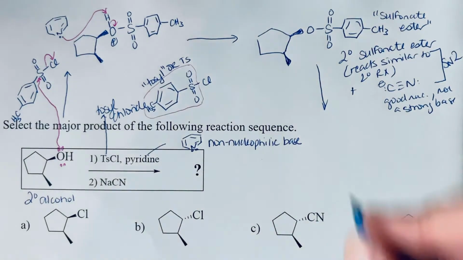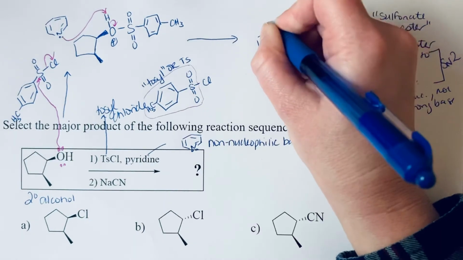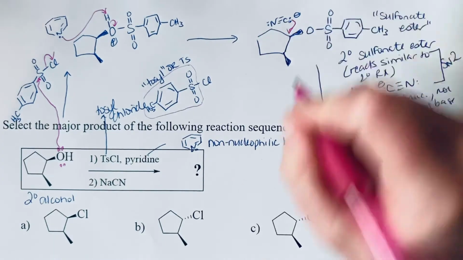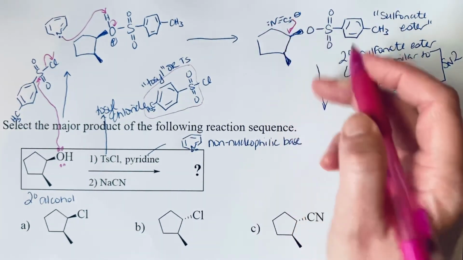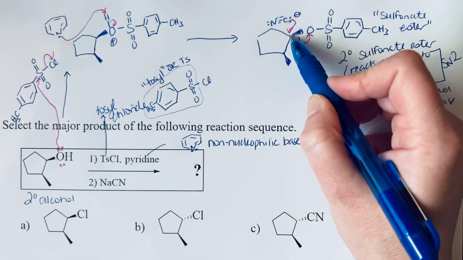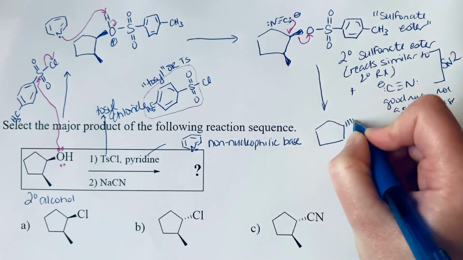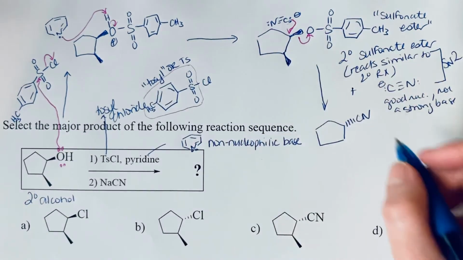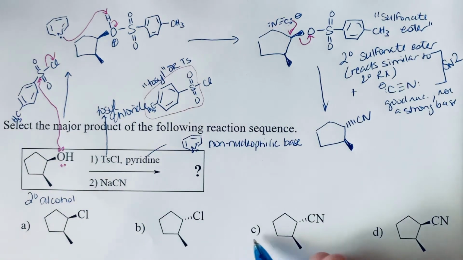Okay, so I'm going to draw the cyanide ion. There it is. And if this does an SN2 attack, now we are involving this chiral center. We expect that this cyanide is going to attack from 180 degrees away from that sulfonate ester, which is going to invert the chirality at that carbon center. The chirality down here hasn't been affected by any step of the reaction, so we expect that that will remain the same. And so you can see that that is option C.